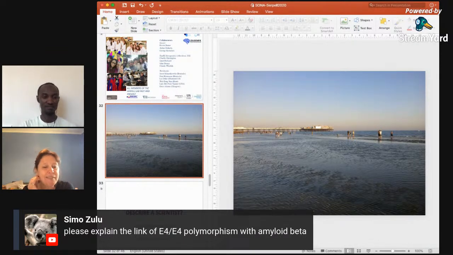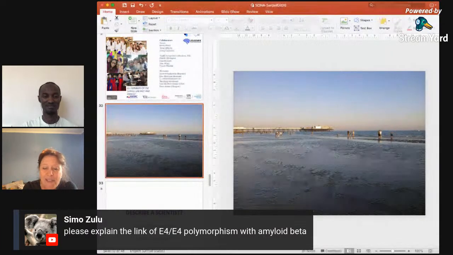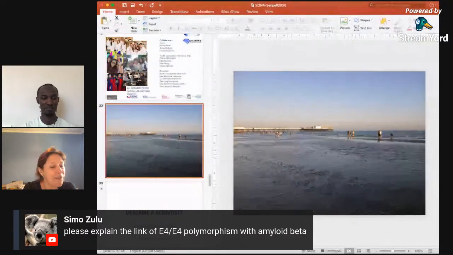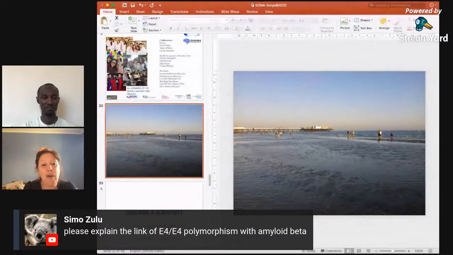Oh my goodness. Well, that is a question that has an enormous answer, I'm afraid. Many people have shown that E4 affects the clearance of A-beta. Some people have shown that it affects the aggregation of A-beta. Some people have shown that it affects the production of A-beta. Some have shown that it affects the toxicity of A-beta. It really is an enormous subject and could be the subject of a very, very long talk. So unfortunately, I probably can't summarize that here, but there have been lots of studies that have suggested that having E4 has an influence on your response, I suppose, to amyloid beta toxicity.